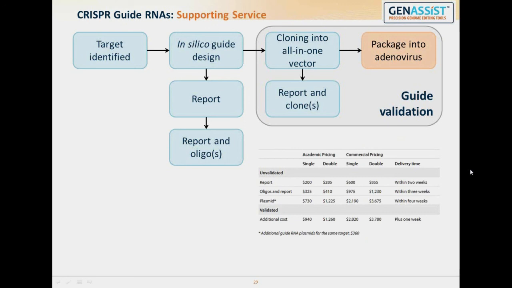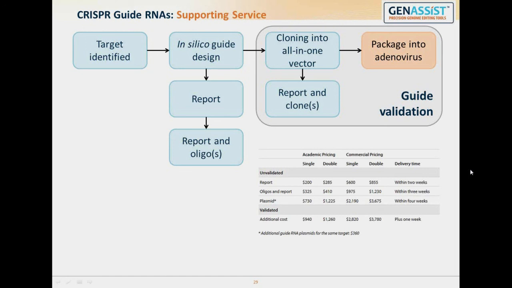Actually, in every case, no matter how far you proceed, we'll generate that report with our predictions of what the cutting efficiencies will be. If you choose to stop at that point, that's perfectly fine if you want to do your own guide manufacturing and cloning. So we can either provide just the reports, or we can provide the reports plus oligo.